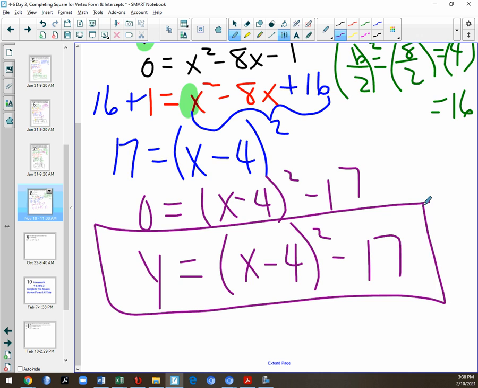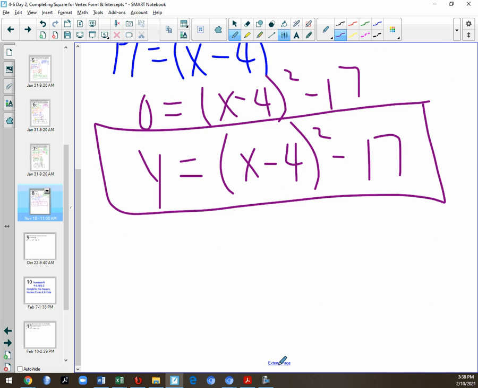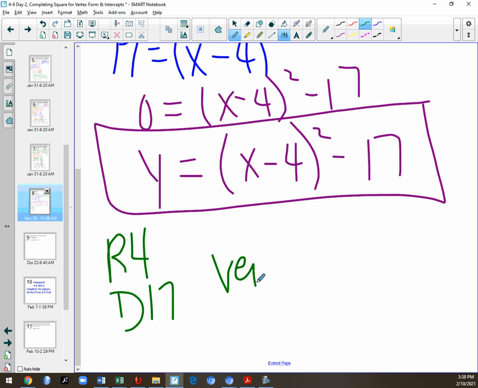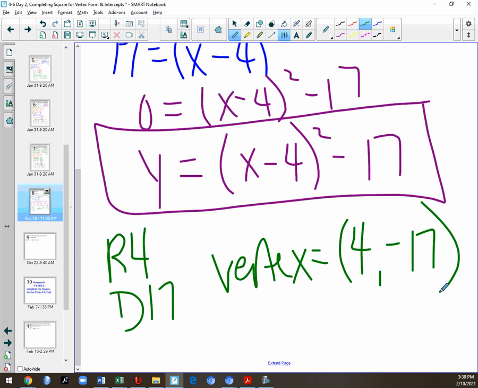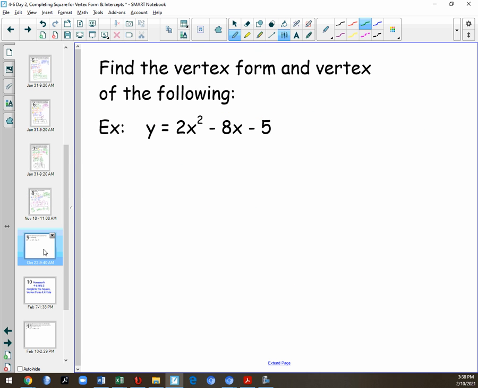Here's my vertex form. So now tell me what's happening to this function. It's going to the right 4 units, and it's going to go down 17 to give me a vertex of positive 4, negative 17. Okay? So super easy compared to what you were doing for solving. Same exact concept here. Let the y be turned to 0.